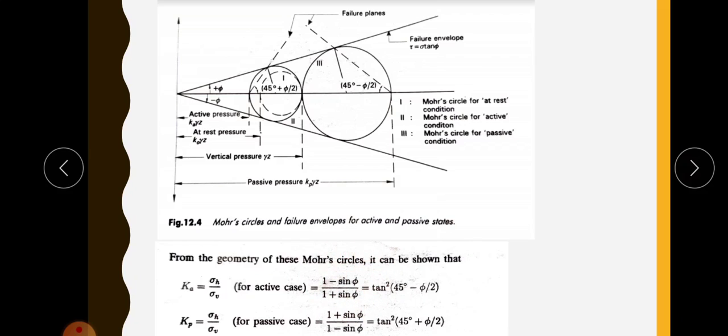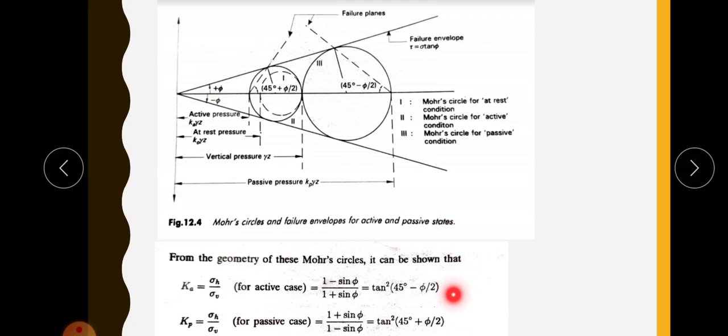That is, Ka is the coefficient of active earth pressure, and K is equal to sigma h by sigma v, horizontal stress by vertical stress, for all cases. Ka is equal to 1 minus sin phi by 1 plus sin phi, and it can also be written as tan square of 45 minus phi by 2 in the case of active earth pressure. And for the passive case, Kp is equal to 1 plus sin phi by 1 minus sin phi, just the reverse of this value. It can be written as tan square of 45 plus phi by 2.